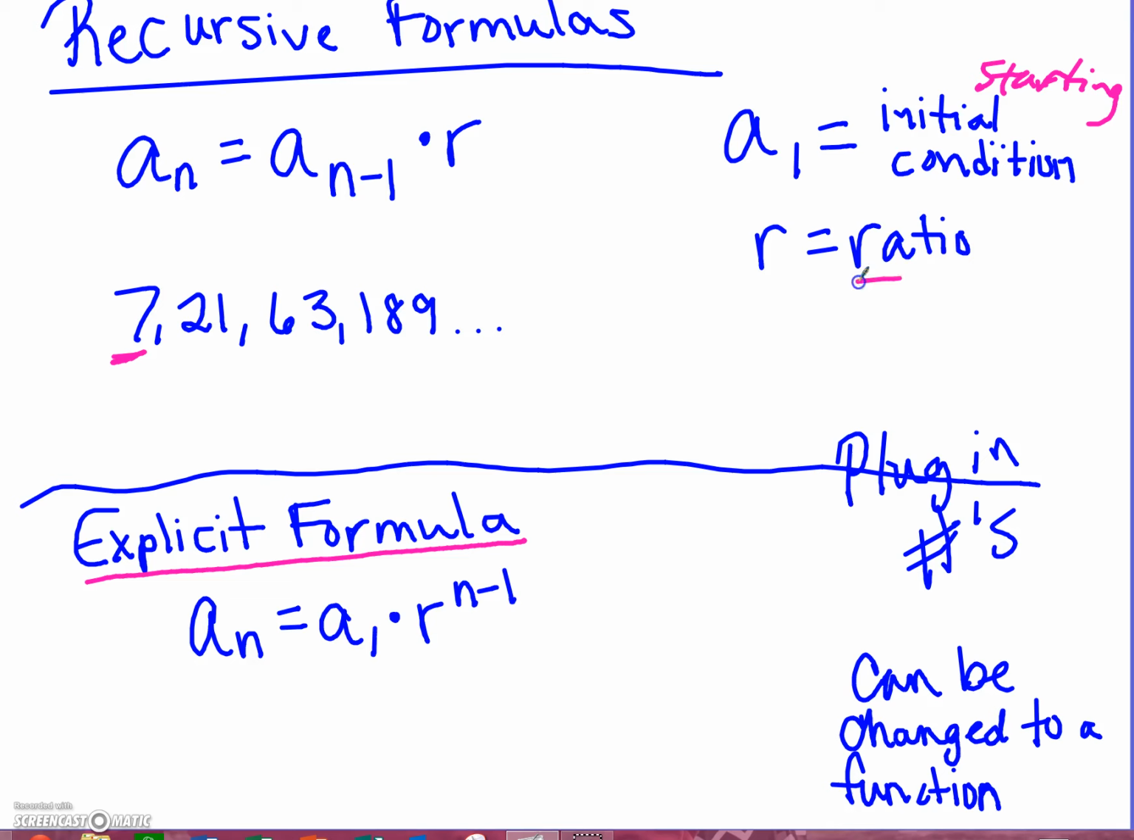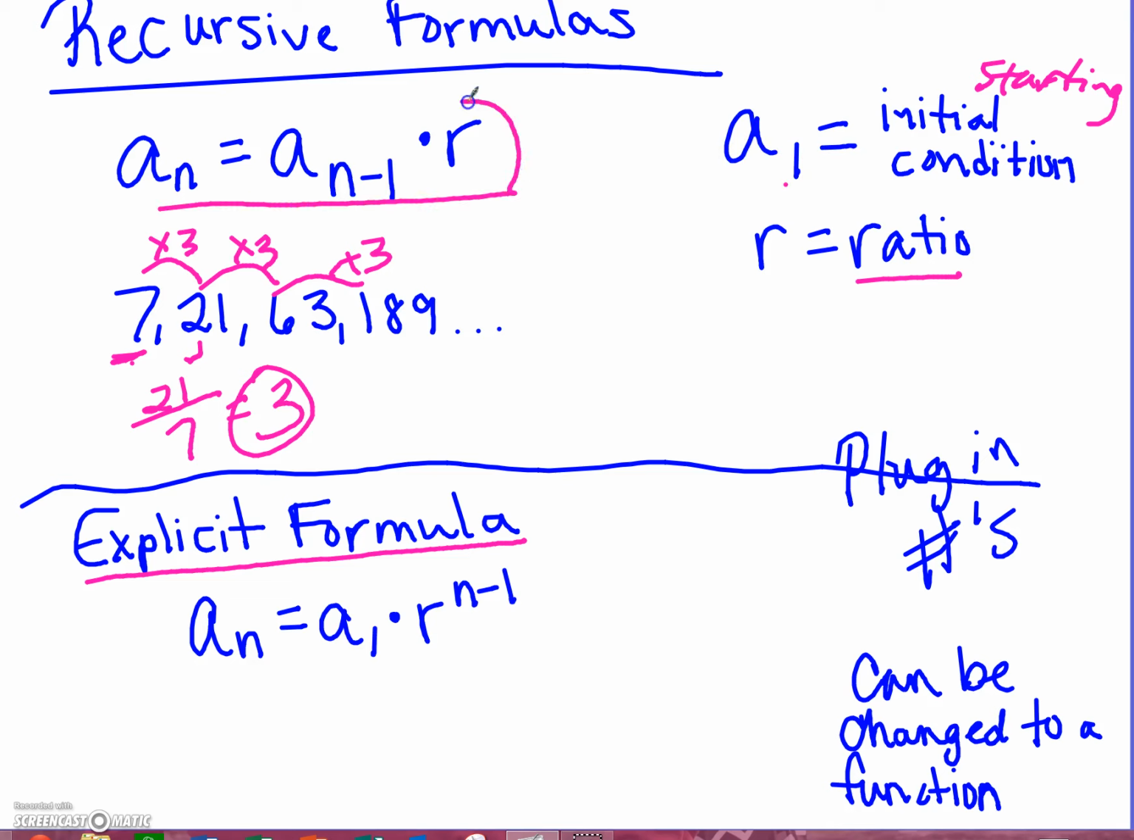And then our r is our ratio. Remember, our ratio is really like 21 divided by 7, which should give you 3. So what is it? It's what you multiply by to get to the next number. Alright, so all I have to do now is plug my ratio in and my a_1. But notice we don't have an a_1 in this formula. So we get a_n equals a_(n-1). We can't do anything with that. Times my ratio, which is 3, and then I'm done.